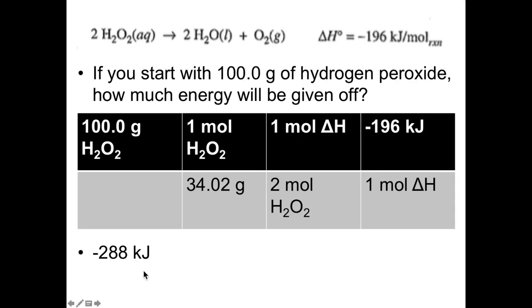So what's going to happen is very similar to the previous one I showed you. We need to convert to moles. This is the molar mass of hydrogen peroxide. For the balanced equation, we're going to delta H, but we're coming away from 2 moles of hydrogen peroxide. The delta H is negative 196. So when we multiply that through, we're going to get negative 288 kilojoules.